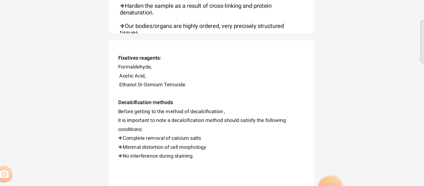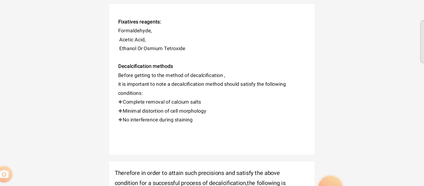Next one, decalcification methods. What is meant by decalcification? The removal of calcium from bone and tissues. It is called decalcification. Decalcification is used for complete removal of calcium salts, minimal disorientation of cell morphology, and no interference during staining.